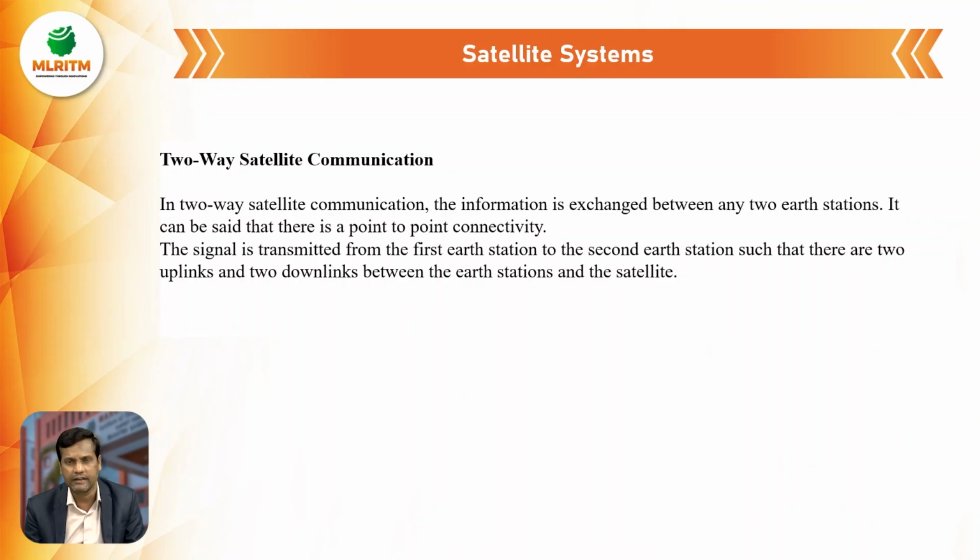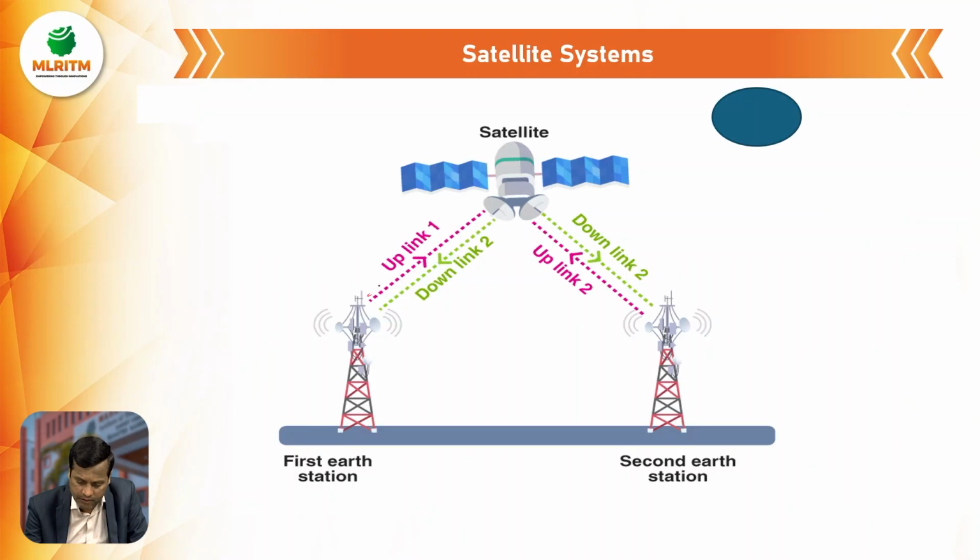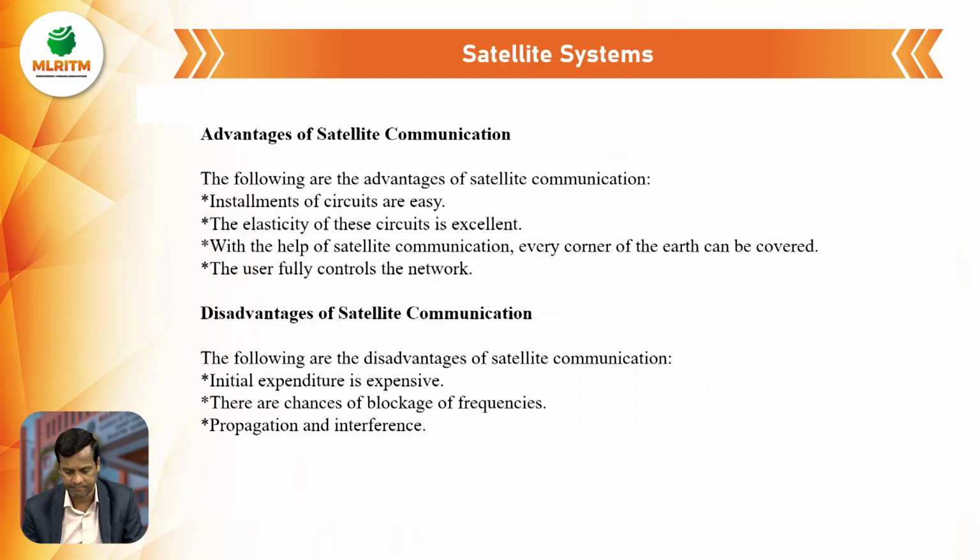So see here, one uplink should be there, right? One downlink should be there, and here also another uplink and another downlink should be there, right? So this is two-way satellite communication. In this, there are two uplinks and two downlinks.